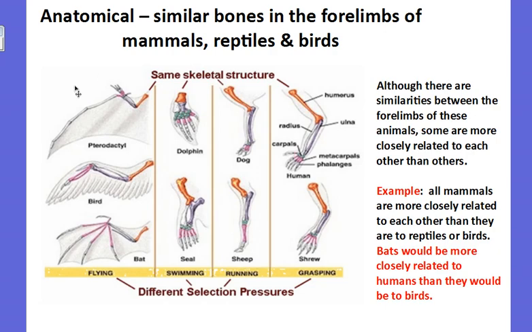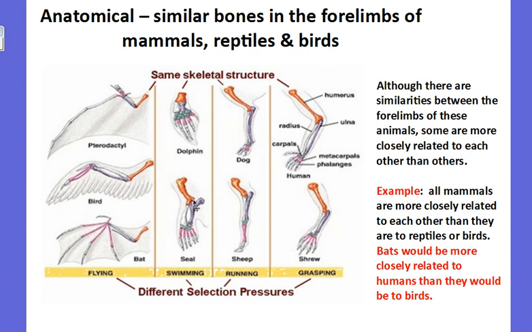So again, we looked at some bones a minute ago. So we've got some other things to look at. So if we have similar bones in the forelimbs of mammals, reptiles, and birds, which shows that way back in history there was some common ancestor, and then one branch branched off and became mammals, another branch branched off and became reptiles, and another branch branched off and became birds.